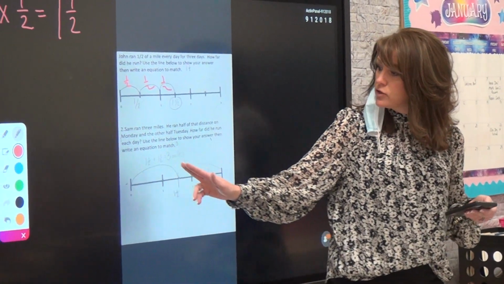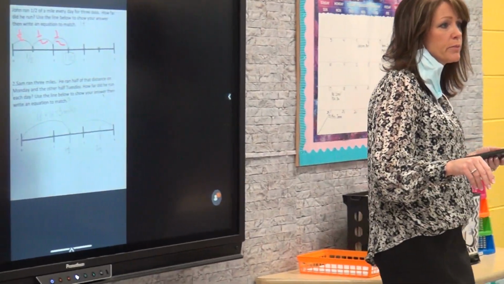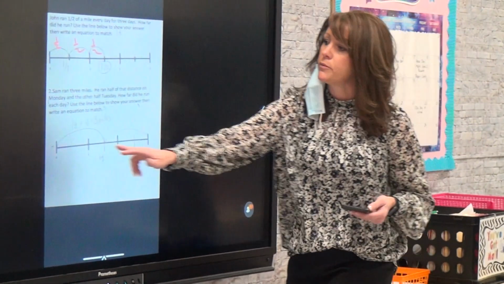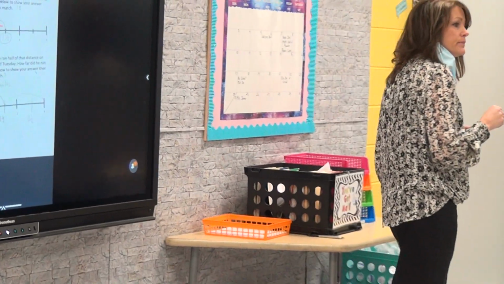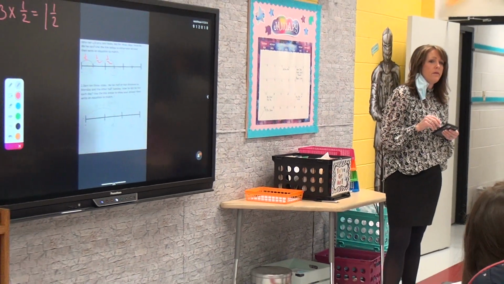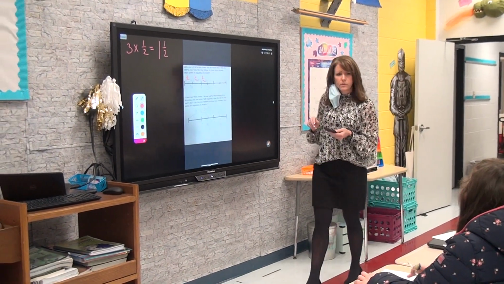So what does this jump represent? What does that jump represent? Turn and tell your neighbor, what does this jump represent? And then what does this jump represent? That first number represents days, the next number represents the second day. Or one of my neighbors and another one.